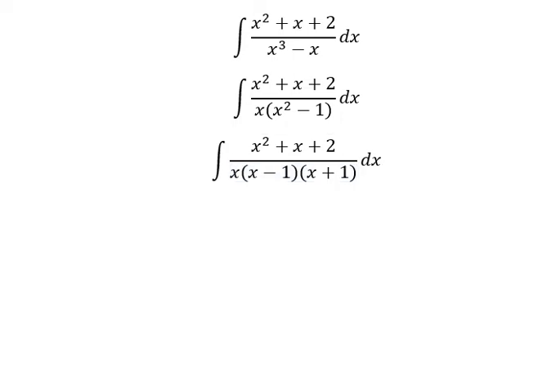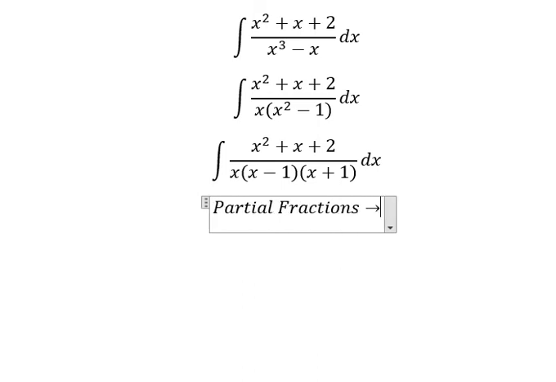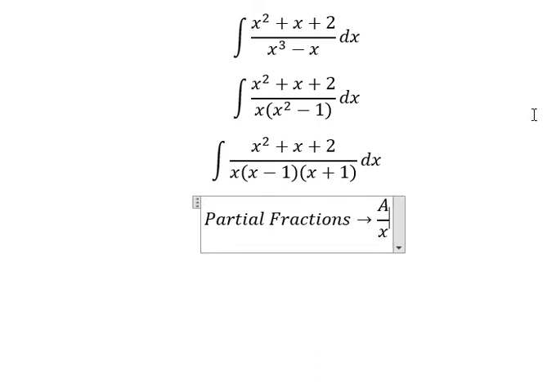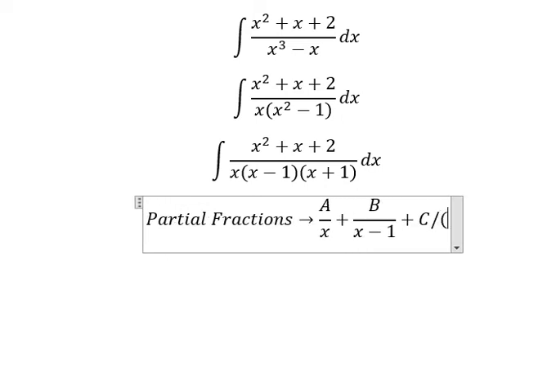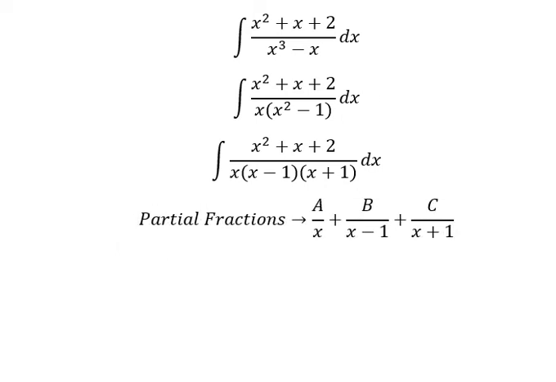Now we can use partial fractions. So I will put A over s, B over s minus 1, C over s plus 1. And now we do common denominator.